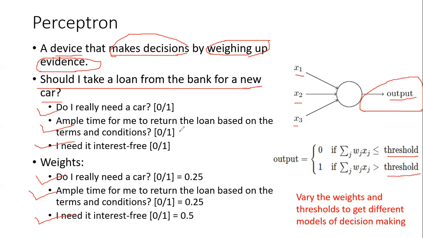Is this thing clear? Yes, sir. So vary the weights and thresholds to get different models of decision making. That's the thing. So you can vary the weights, you can vary the inputs, and you get different models of decision making. So that's where the perceptron can help you make a decision. That's a very simple decision because why it is so simple? Because things are binary. That is the reason, okay?